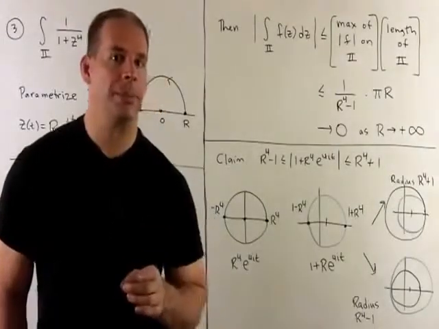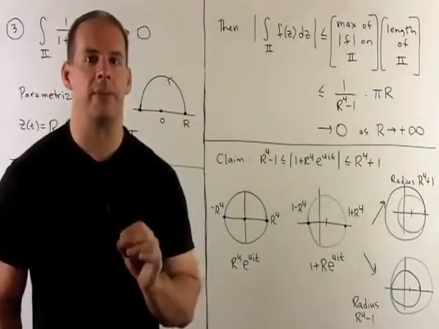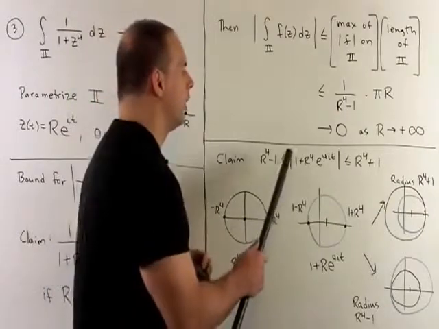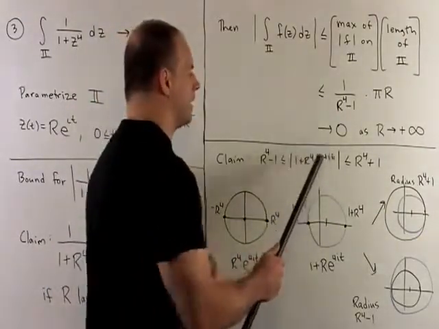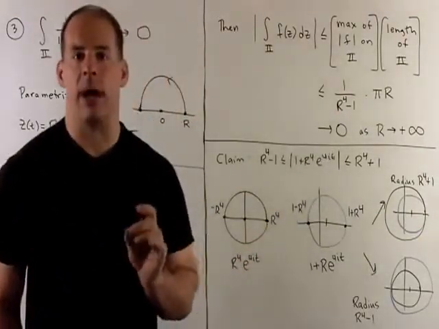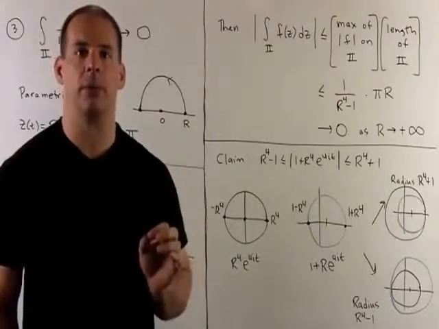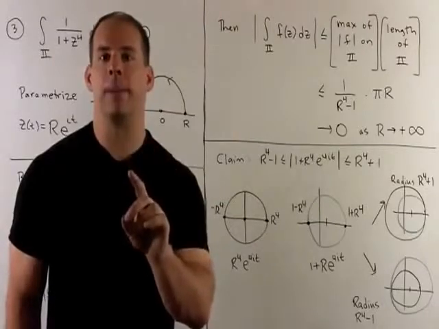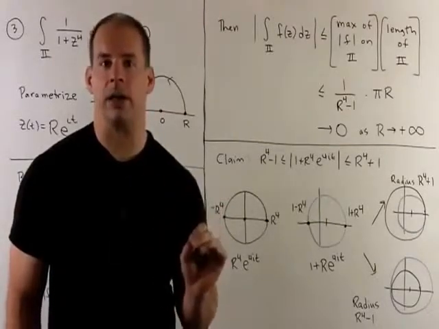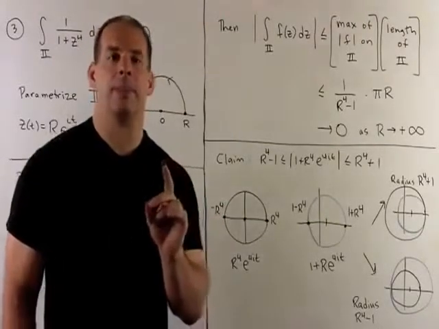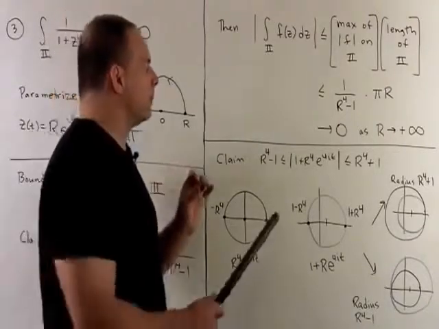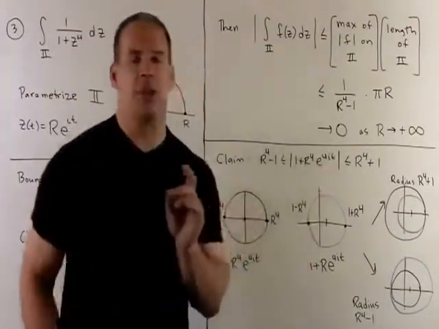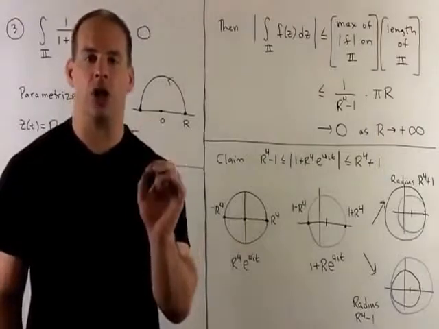To show the claim, we instead prove the equivalent statement that the modulus of 1 plus r to the 4 e to the 4it is between r to the 4 minus 1 and r to the 4 plus 1. All we've done here is move the terms from the denominator to the numerator and switch the order of the inequalities. Now, for the geometry, the modulus is just going to be the distance from our point to the origin.